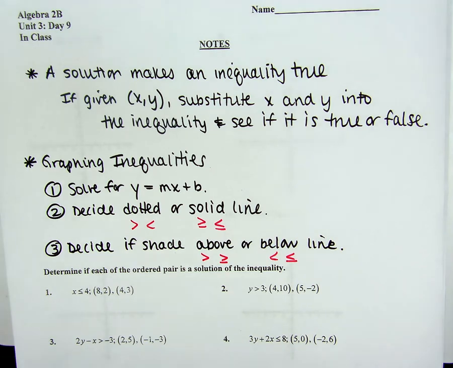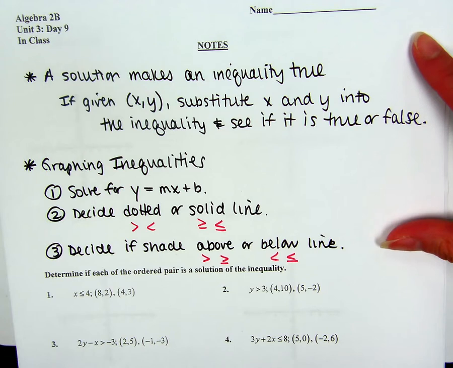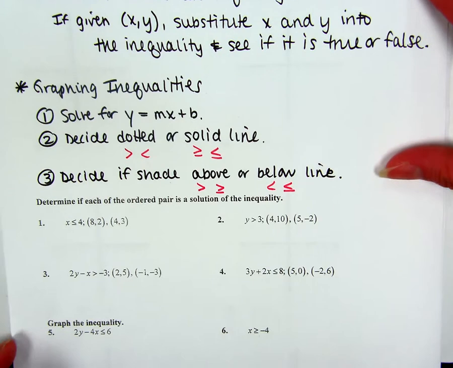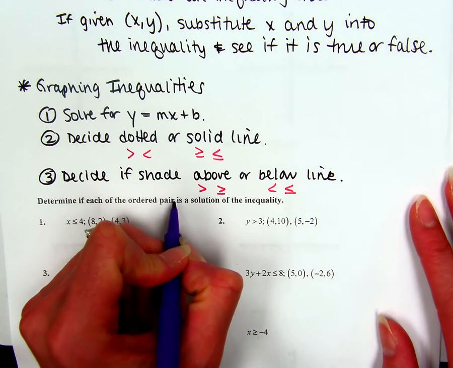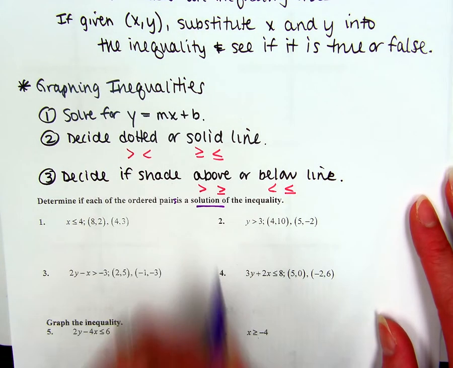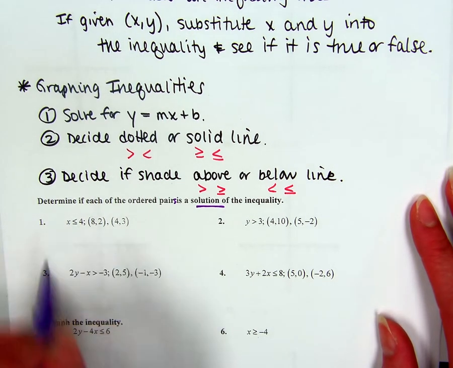Okay, so today we're going to be graphing inequalities and also checking to see if ordered pairs are solutions of inequalities. So here are the notes. If you need to pause the video, go ahead and do so, but we're just going to move ahead to problem number 1. It says determine if each of the ordered pairs is a solution of the inequality. So solution means is it an answer to the inequality.